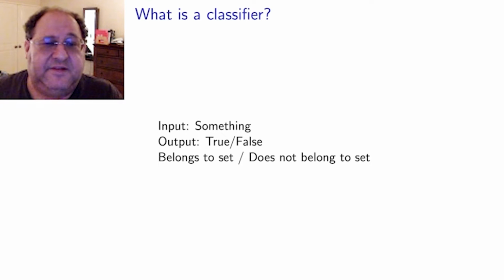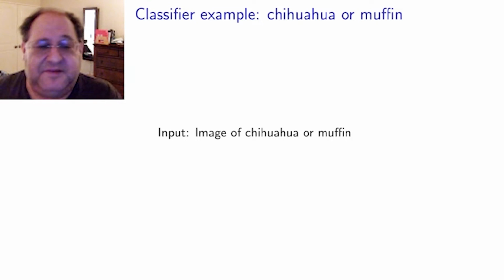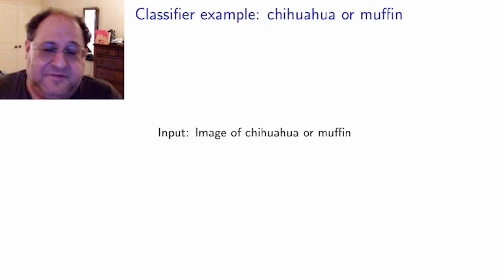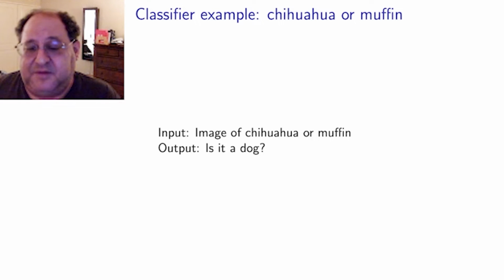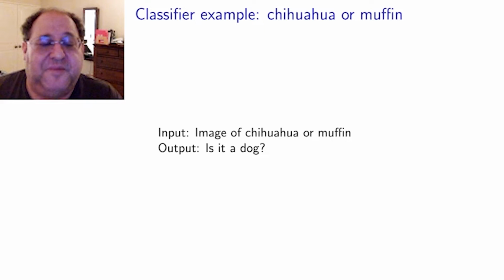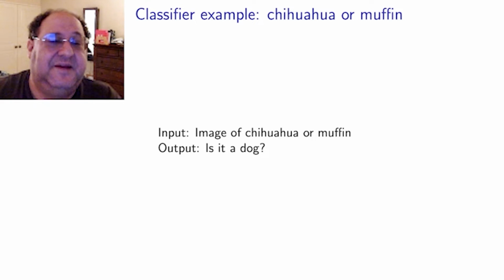So let's give an example of a classifier. If you've ever Googled chihuahua or muffin, the input is an image, a set of pixels representing a chihuahua or a muffin. And the output is whether it's a chihuahua dog. It's kind of funny, it's amusing, but it is a good example of what a classifier is, right? And before we think about how to treat tests as classifiers, let's dive in more about how classifiers work from the inside a bit.